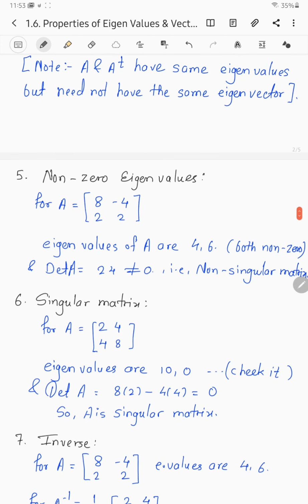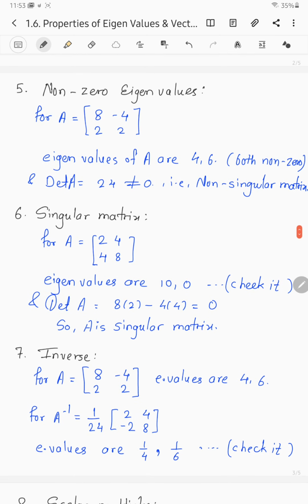Non-zero eigenvalues. Now here for matrix A, the eigenvalues are 4 and 6, both non-zero, and the determinant is 24, which is also non-zero. Singular matrix. What is a singular matrix? A matrix is singular if its determinant is 0. Now this is a singular matrix. Why? Determinant is 8 into 2 minus 4 into 4, which is 0.